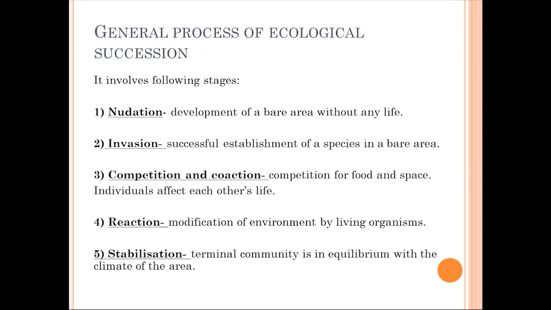Now, the fourth stage is reaction. It is nothing but the modification of the environment by the living organisms. So, changes take place in the soil and other environmental factors. And the last stage in ecological succession is stabilization. Stabilization means there will occur a point where a dominant community will exist, and it is a terminal community or the climax community. It will not be replaced by any other community in that area because it is in equilibrium with the climate of that area. So that is known as stabilization or the climax.